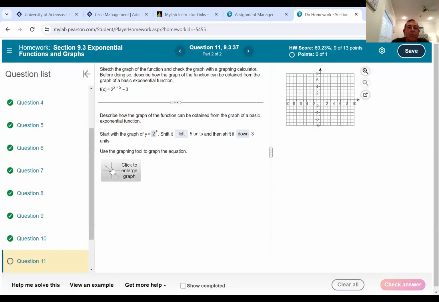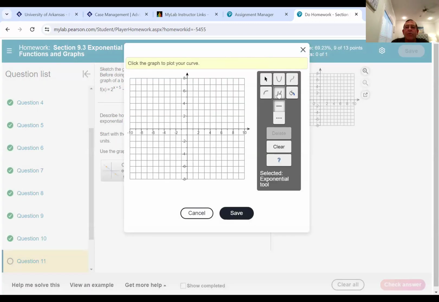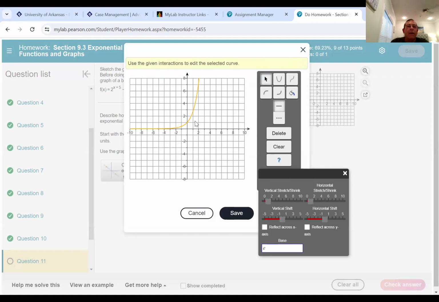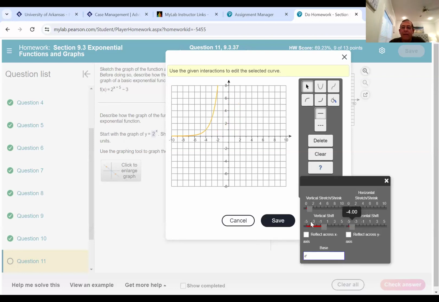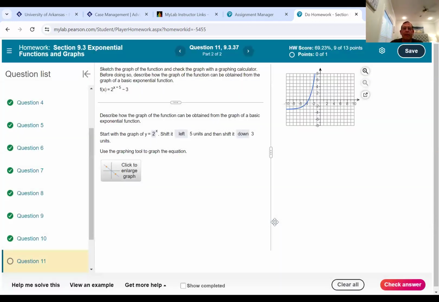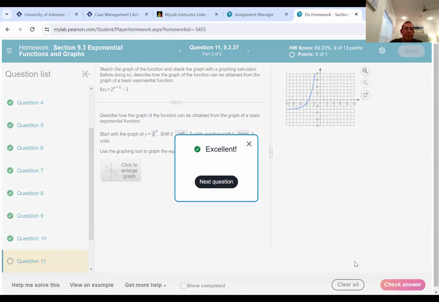All right, so now we just got to graph it. So click your graph, grab your exponential tool, click on the graph. Let me see what all moves we did. You went left 5, so that'd be horizontal to -5. You went down 3, so vertical to -3. Also, my base, remember to change the base from an E to the 2. And I really think that's why they make you put the base in the problem so that you'll remember to change the base when you get there, okay? All right, so then you save that, check your answer, and move on.